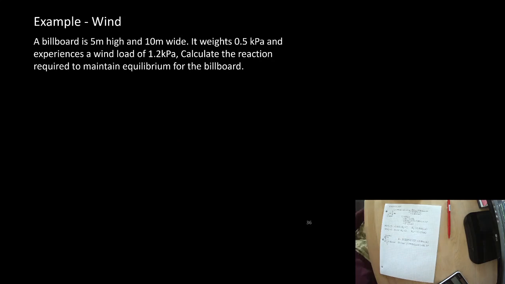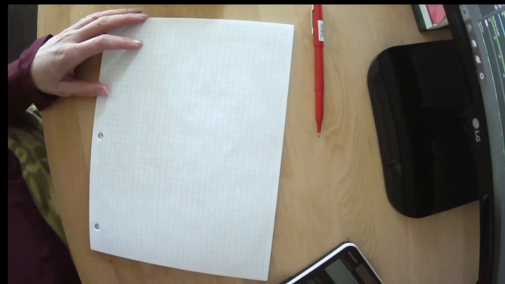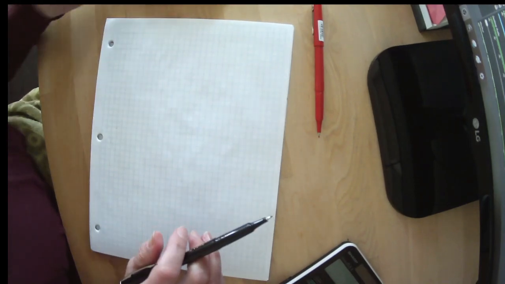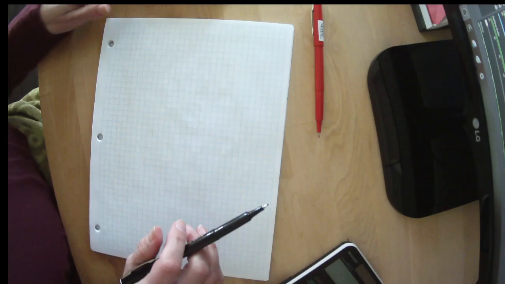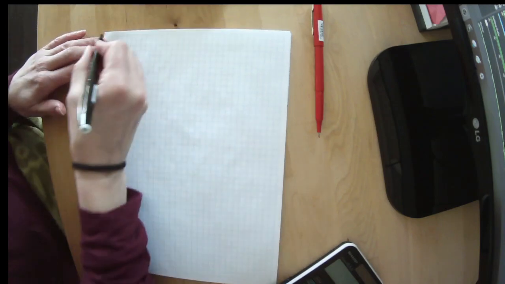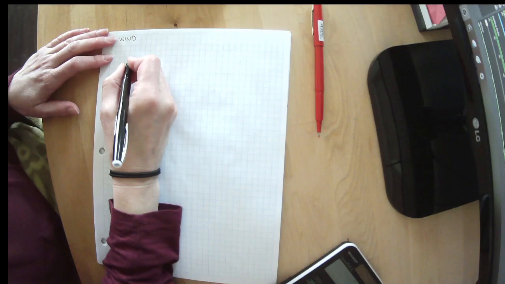We have another example where a billboard is 5 meters high and 10 meters wide. It weighs 0.5 kPa and experiences a wind load of 1.2 kPa. Calculate the reaction required to maintain equilibrium for the billboard. So let's draw ourselves a little diagram. I always find that handy here.